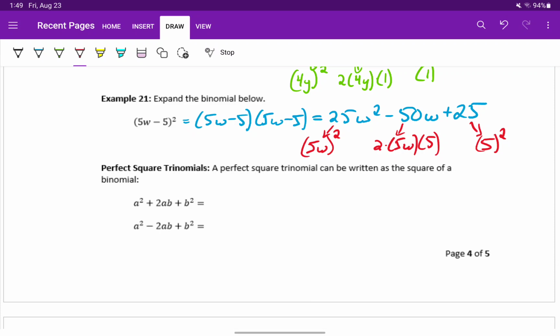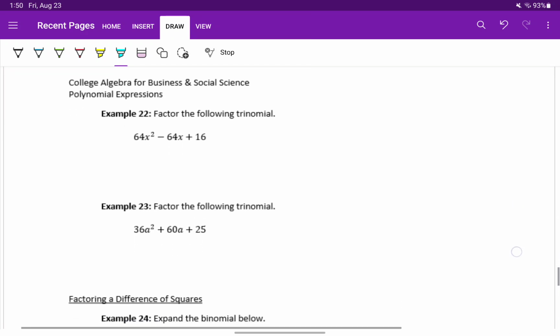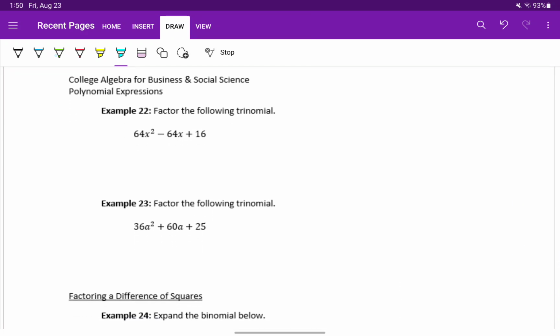We refer to these as perfect square trinomials, and when we have something that fits that pattern, we can factor that as either a plus b, that quantity squared, or a minus b, that quantity squared. And what we're looking at for that difference, the change in the sign there, is the sign of that middle term. If the middle term is positive, it's a plus b. If the middle term is negative, then it's a minus b. Again, what this is doing is giving us a shortcut to factoring particular problems.